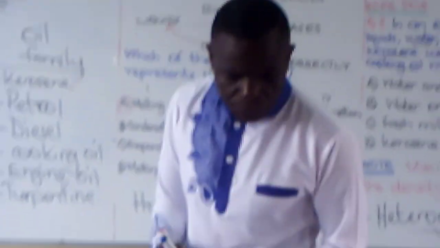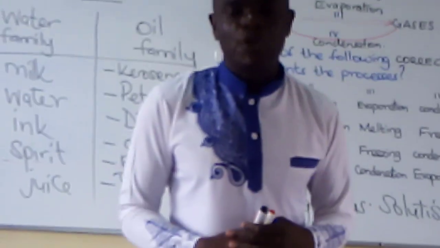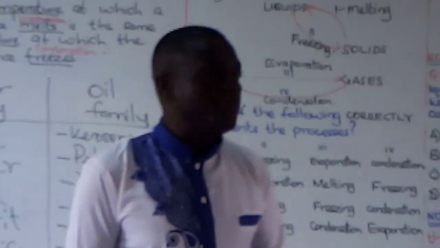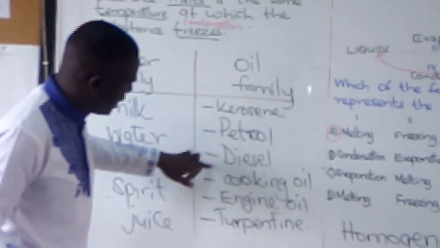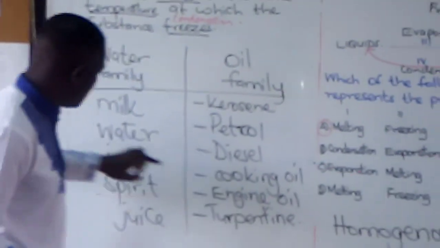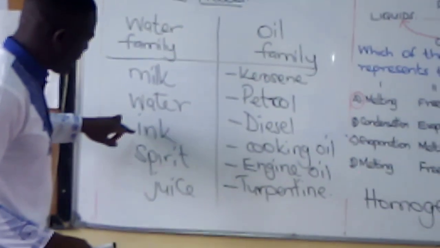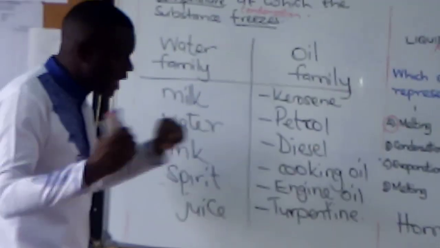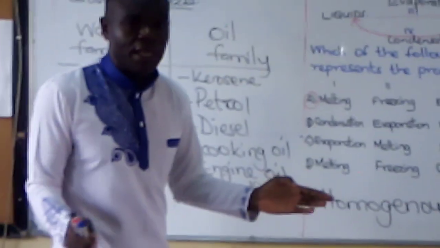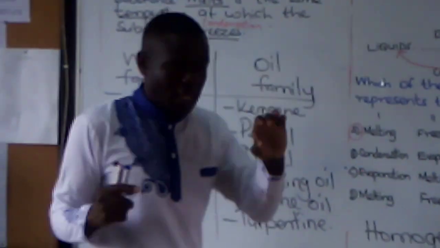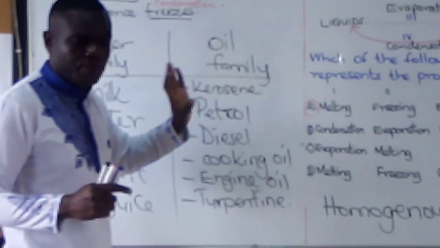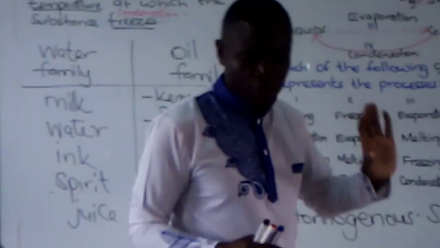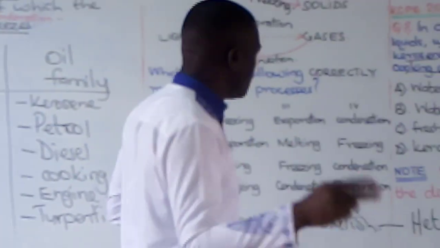And so, whatever mixtures you mix, boys and girls, if you take a whole lot of kerosene, petrol, diesel, cooking oil, engine oil, and mix with milk, water, ink, spirit, and shake them vigorously, at the end of the day, there will be two layers. A layer of water family and a layer of oil family. The maximum number of layers to be formed when mixing liquid are two. So let's come here and this question.